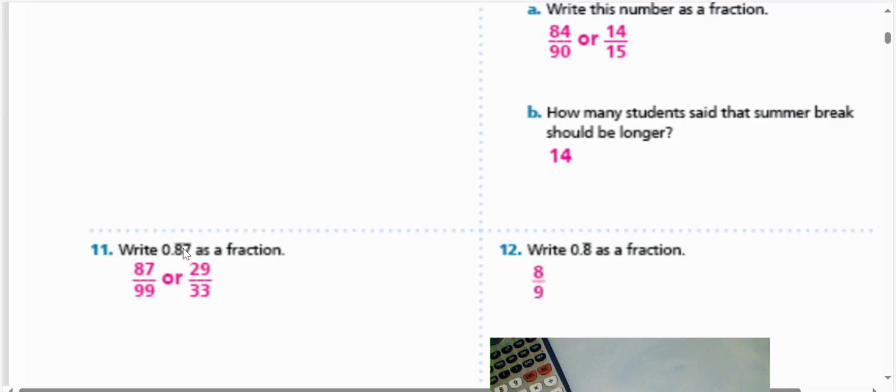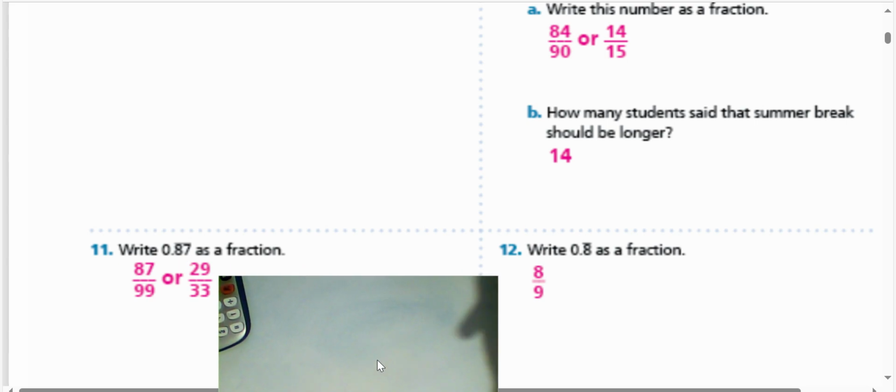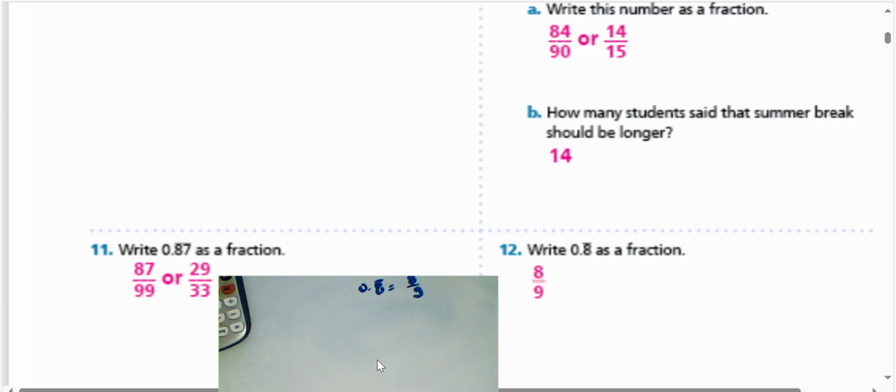Okay, 87/99 because the point here is after 2 places. So if we have a dash above, here 87, we must write 87/99. And also 0.8, we have a dash above the digit here, 0.8. It will be 8/9.